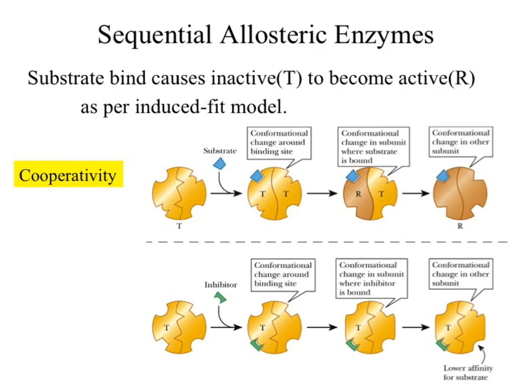Because our taut form has now changed to the relaxed, what does that then do to the other taut form? It helps it relax to now increase the affinity for our substrate. So we've got our substrate binding in a positive cooperativity effect, or in the bottom one, a negative. Our inhibitor binds, that makes it even more difficult to get it shifted over into the relaxed form.